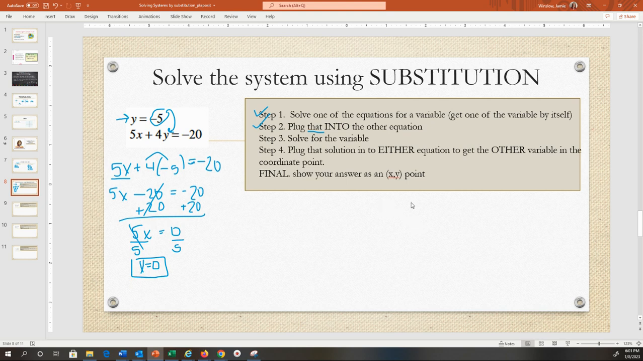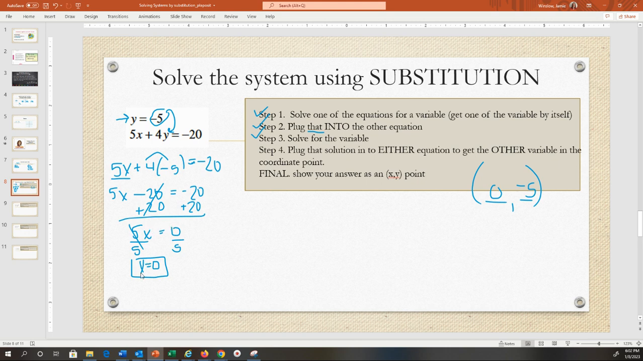Remember, for a solution to a system, we are looking for some x, y coordinate point. We already have x and we have y. Step 3 is done. Step 4 says plug that solution into either equation to get the other variable. So if we needed to find y, we could plug x in and find y. But look, we already know y. Y is -5, so I'll put that here. And x is 0.